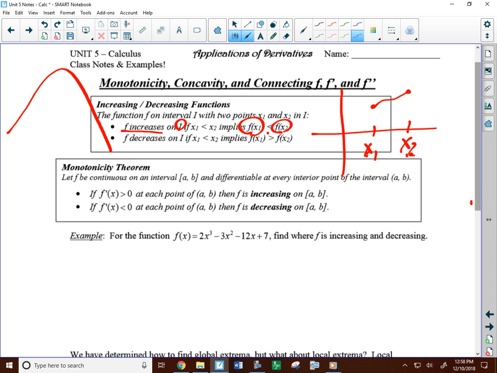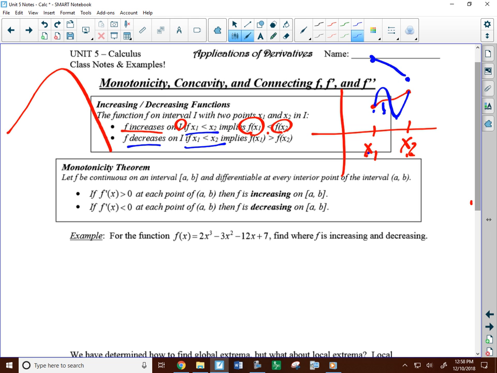By the way, suppose that it went like this. Well, I'd have to break it up more, and I could say it was increasing from here to here, decreasing from there to there. If the same setup is true, but the x1 value is up here, it's bigger than the x2 value, then it's said to be decreasing on that interval. That's just the mathematical way of increase and decrease.